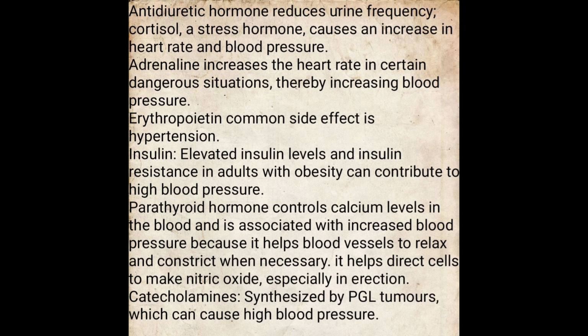We also have erythropoietin, produced by the kidney. One of its commonest side effects is hypertension. Elevated insulin level and insulin resistance in adults with obesity can contribute to high blood pressure. Parathyroid hormone controls calcium level in the blood and is associated with increased blood pressure because it helps blood vessels to relax and constrict when necessary. It helps direct cells to make nitric oxide, especially in erectile function.